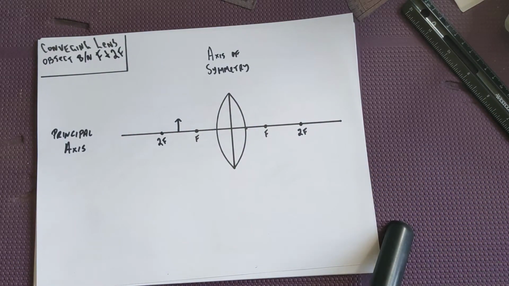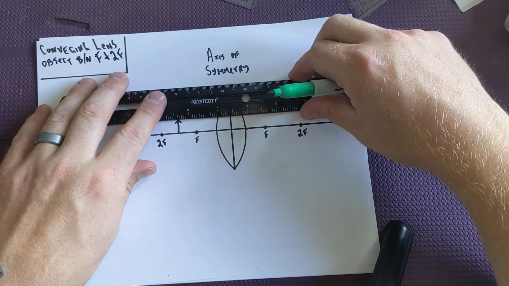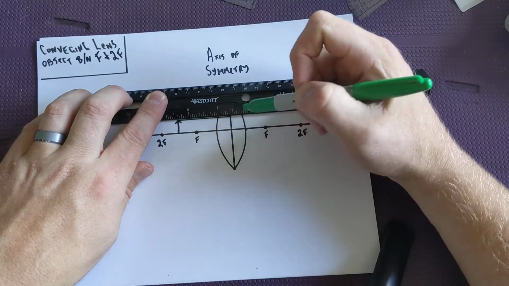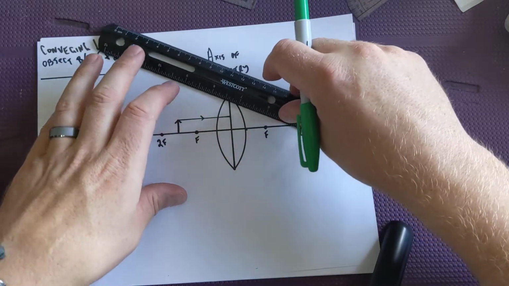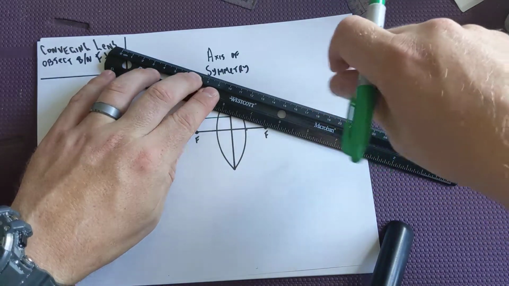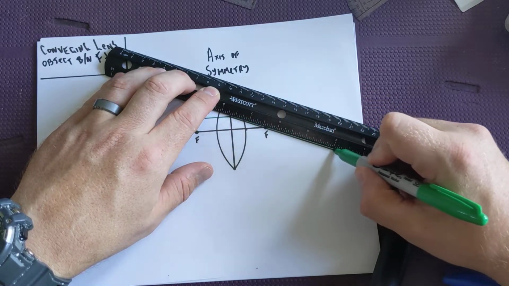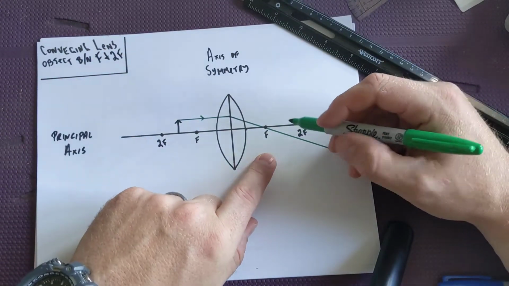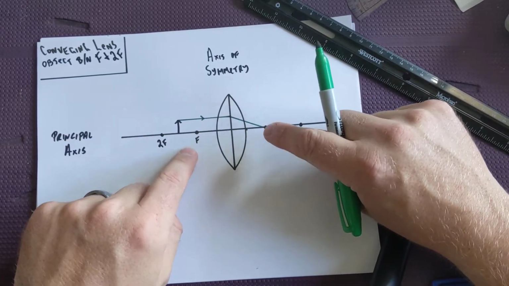Okay, so the first ray we're going to draw, as usual, starts from the top of the object and enters the lens parallel to the principal axis. After that, it travels from the lens through the focal point on the other side of the lens. It's important to note that on a converging lens, there's two focal points, one on each side.